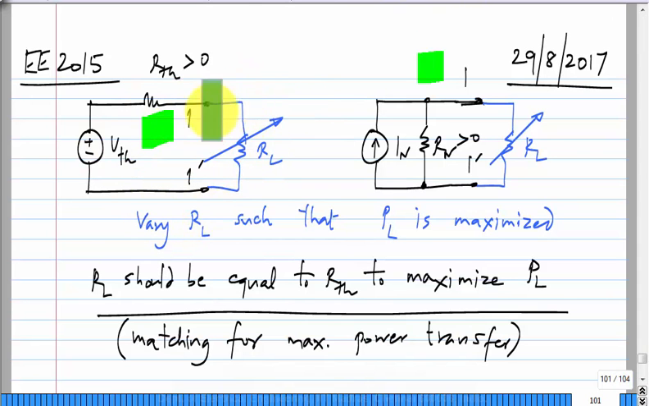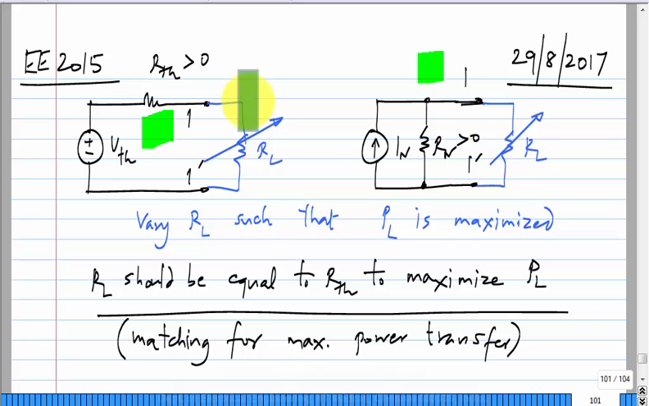So, that is why the power is very small. In fact, if RL is infinity, you have no current and no power in RL. As you reduce RL, this situation improves. More and more current starts flowing into RL. But beyond some point, RL becomes so small that the voltage across it starts falling down. So, that is when the power falls down again. So, it reaches a maximum when RL equals RTH.